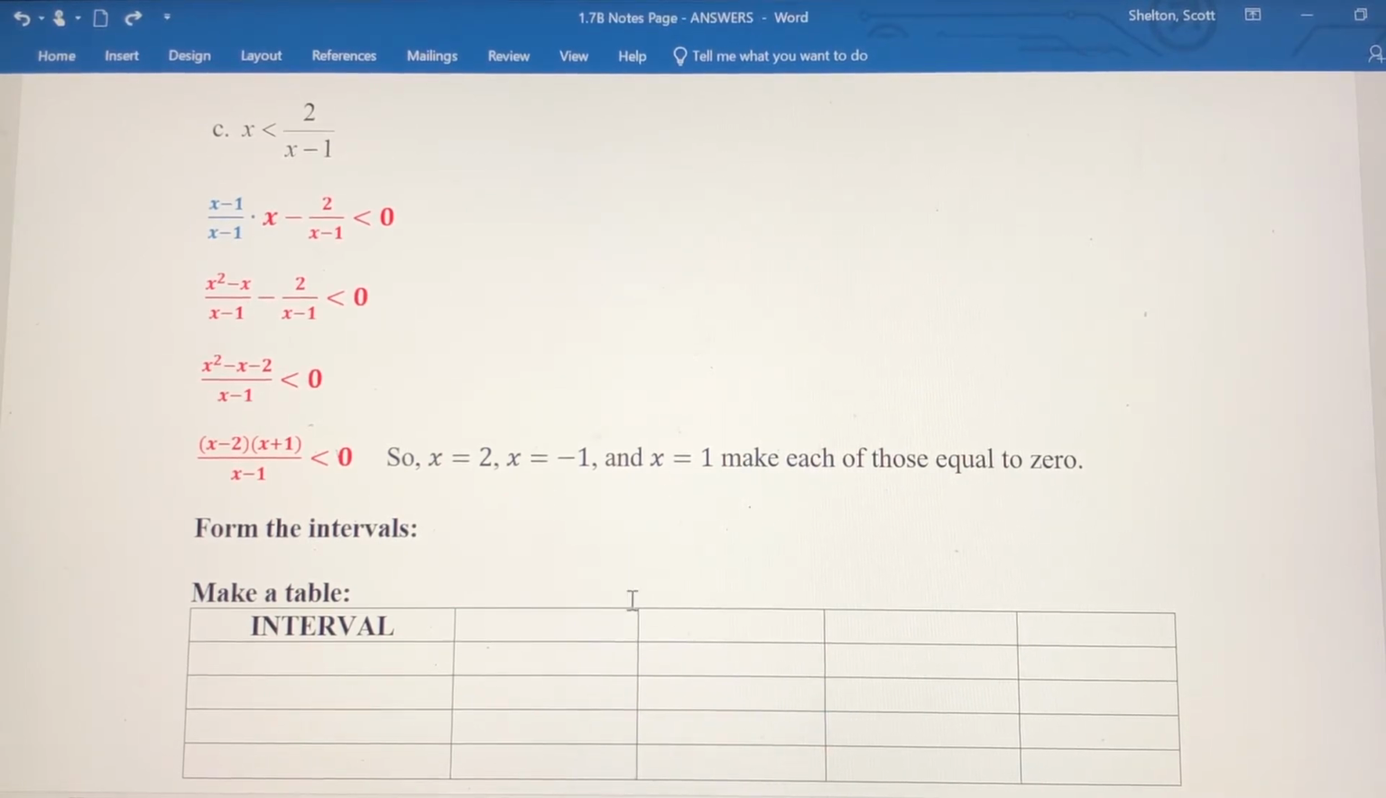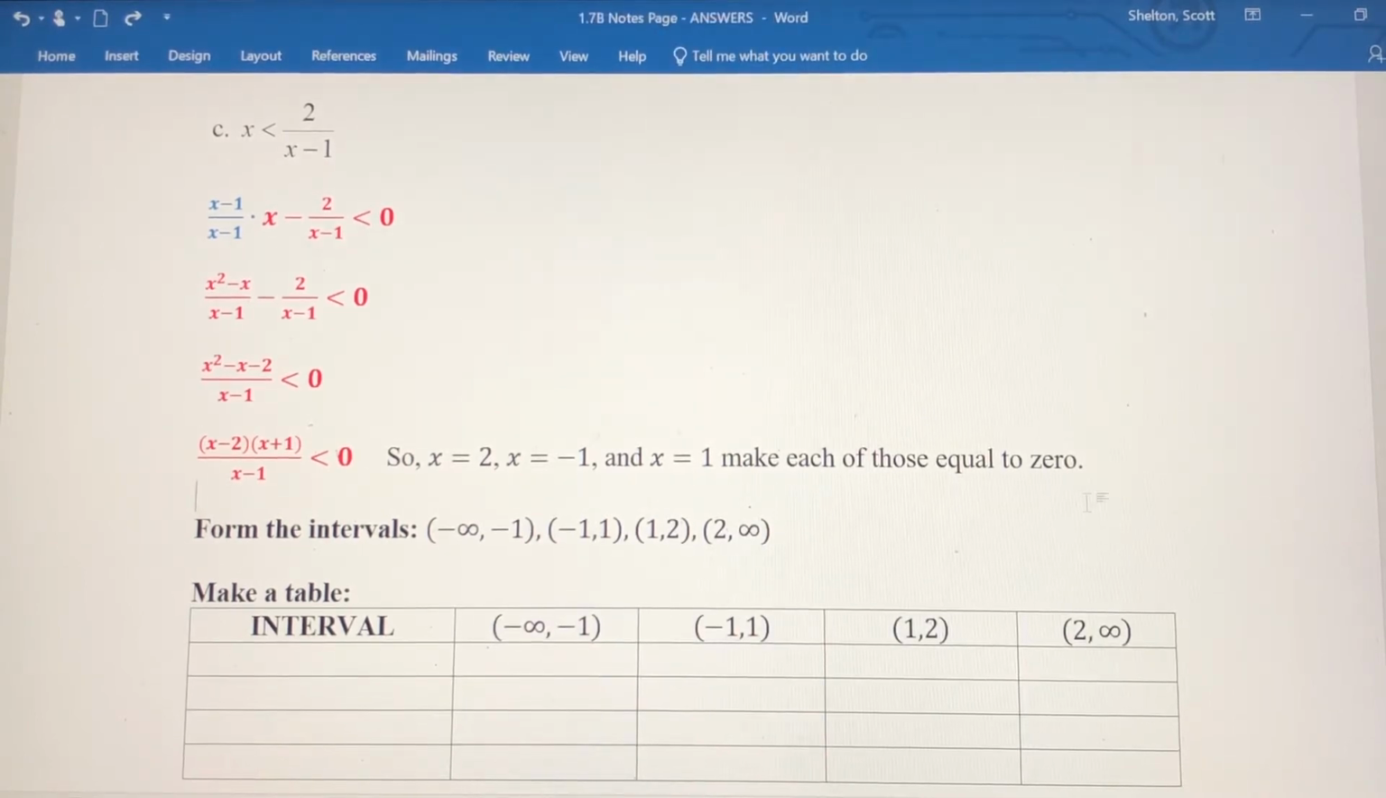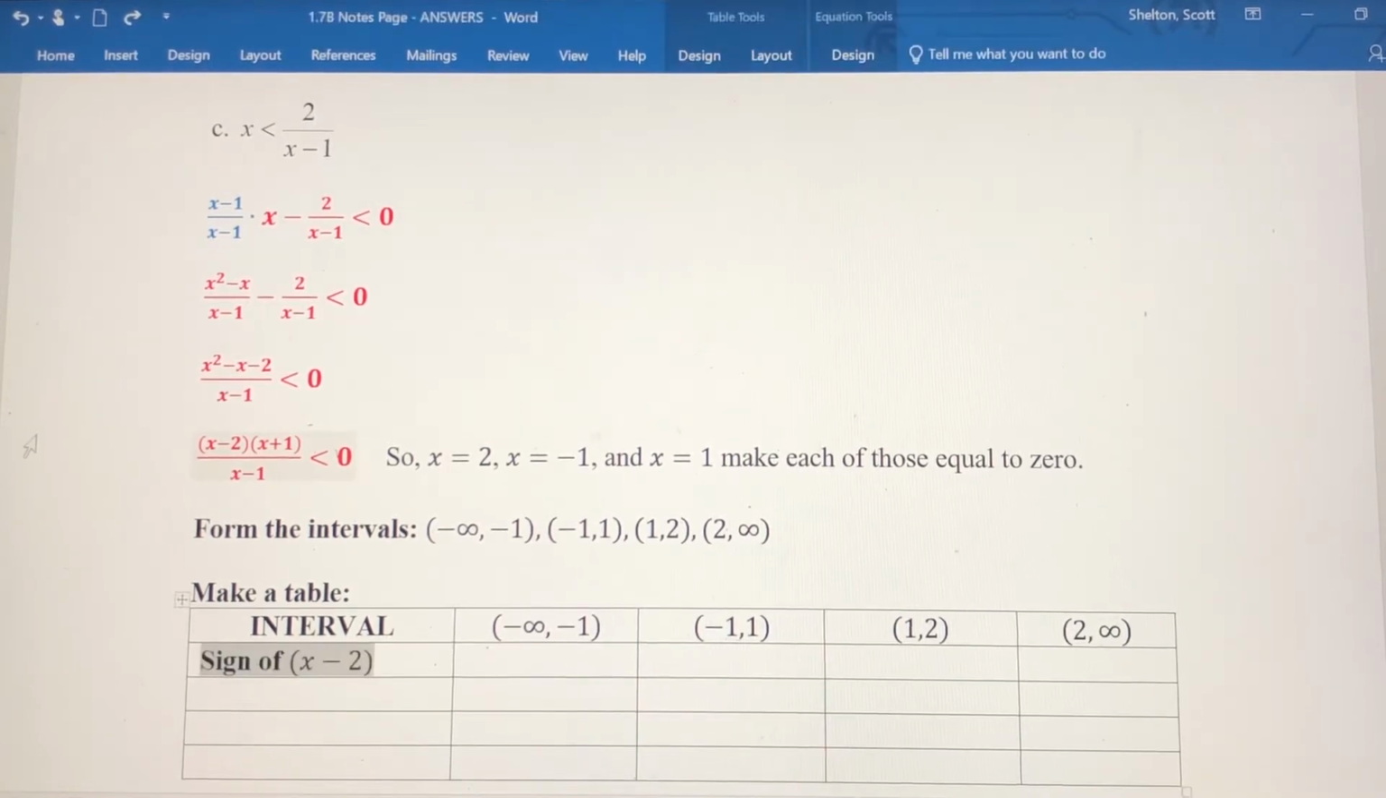So my first interval is going to go from negative infinity to negative 1. The second smallest number here is positive 1, so I'm going to have an interval from negative 1 to positive 1, and the next value there is 2, so I need an interval from 1 to 2. And then my final interval will be from 2 to positive infinity. So those are going to go on my top row in my table. Down this first column, this left-hand column, we need to find the sign of that binomial, x minus 2.